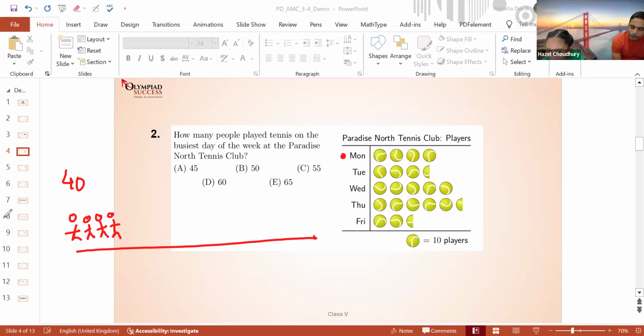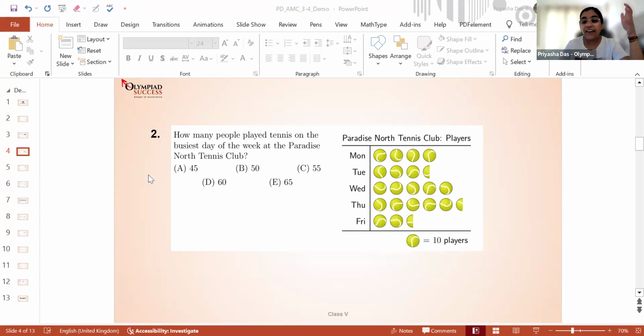Yeah, exactly. And that's the reason why we have it in that manner, where we are representing 10 people together with just a single ball. And therefore, pictographs are used to represent a large amount of data in a smaller format. Is that okay, Hazel?